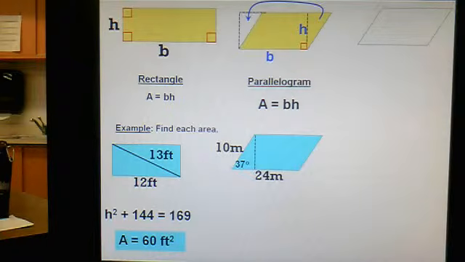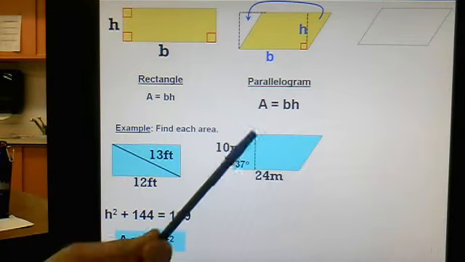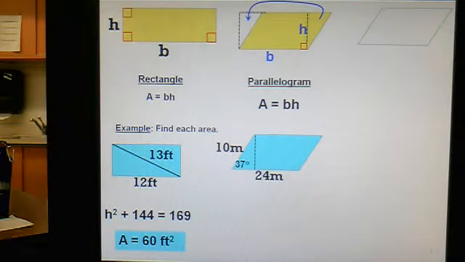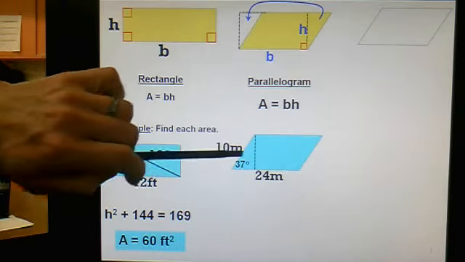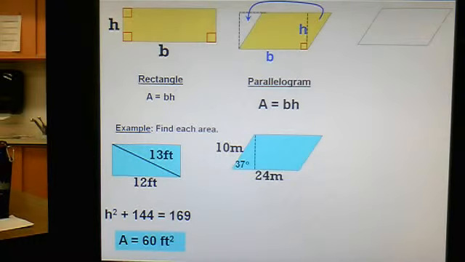Ignore the 24 for a minute. Just look at this little right triangle. This is the hypotenuse. You're trying to find the height, which is opposite of the 37. Which trig ratio would you use? Trying to find an opposite, and you have the hypotenuse. Sine, cosine, or tangent? Hopefully you're thinking sine.